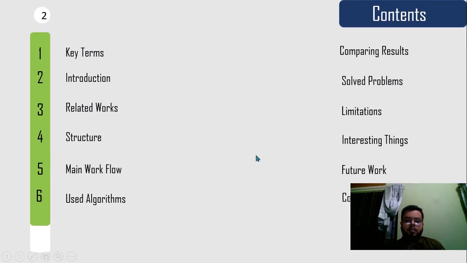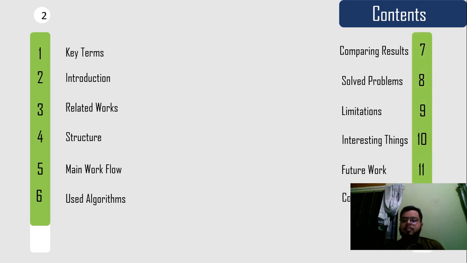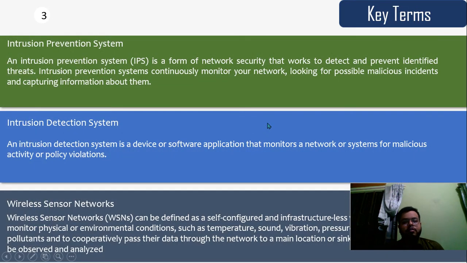The contents of this presentation are: key terms, introduction, related works, structure, main workflow, used algorithms, comparing results, solved problems, limitations, interesting things about this research paper, and future work which can be done on this topic. Before jumping into the topic, we need to clarify some key terms about this research paper.